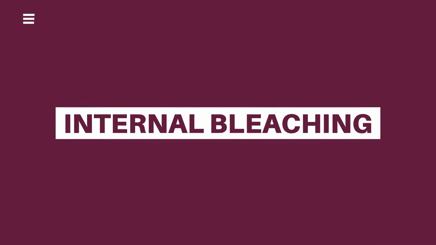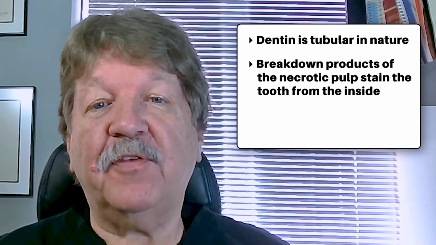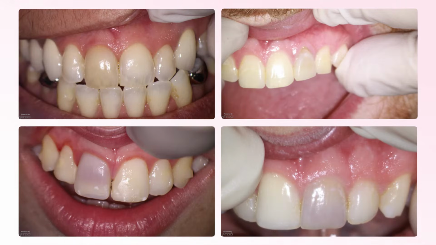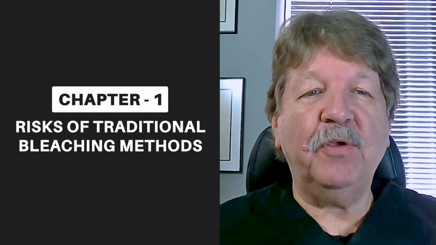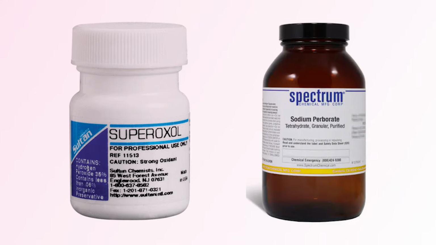Patients that have undergone trauma or pulpal necrosis often exhibit different degrees of discoloration and staining, especially in the aesthetic zone. Because the dentin is tubular in nature, breakdown products of the necrotic pulp will often stain the tooth from the inside out and create discoloration of the dentin, which needs to be managed to obtain an acceptable cosmetic result after the endo treatment. In the past, we used to use a combination of high concentration peroxides, such as superoxol, which was about 35%, with sodium perborate to bleach teeth.